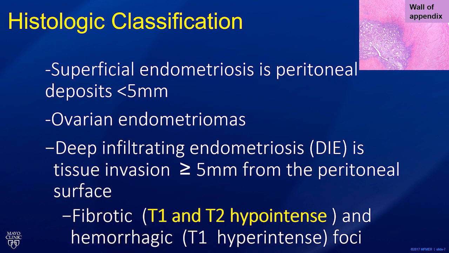The interesting thing about endometriomas and endometriosis in general is the histologic classification. So it's a very broad spectrum of disease. We can see superficial endometriosis deposits less than 5 millimeters of peritoneal invasion histologically, most commonly at laparoscopy. Ovarian endometriomas are the classic cystic chocolate cyst lesions that we see on ultrasound and MR imaging very well, and deep infiltrative endometriosis is defined as tissue invasion greater than 5 millimeters from the peritoneal surface. Now, this is a very interesting component to endometriosis as it can be both T1 and T2 hypointense at MRI imaging with T1 hyperintense foci.